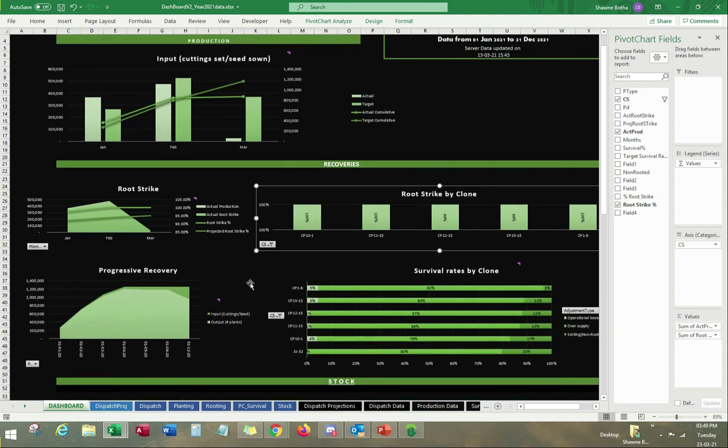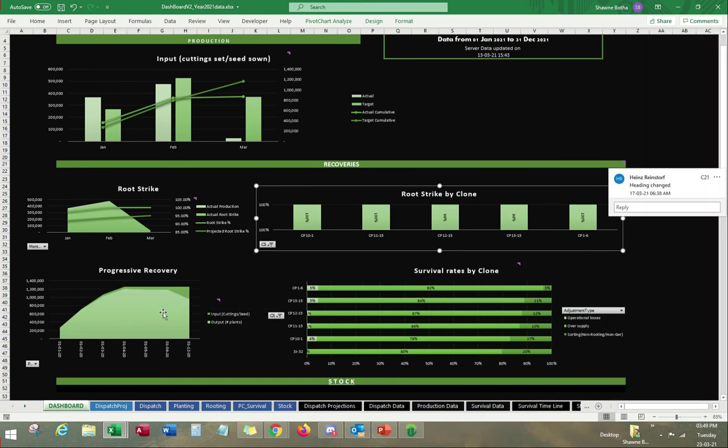And then this one gives you your progressive recovery. So the background again here is your input. This is your actual production, and then your current output in terms of number of plants. Again, this is, I think, 2020 data, if I'm not mistaken. I have mixed and matched the data just to make this presentation a bit meaningful, because otherwise in this current year, obviously, the two graphs are completely close to each other.